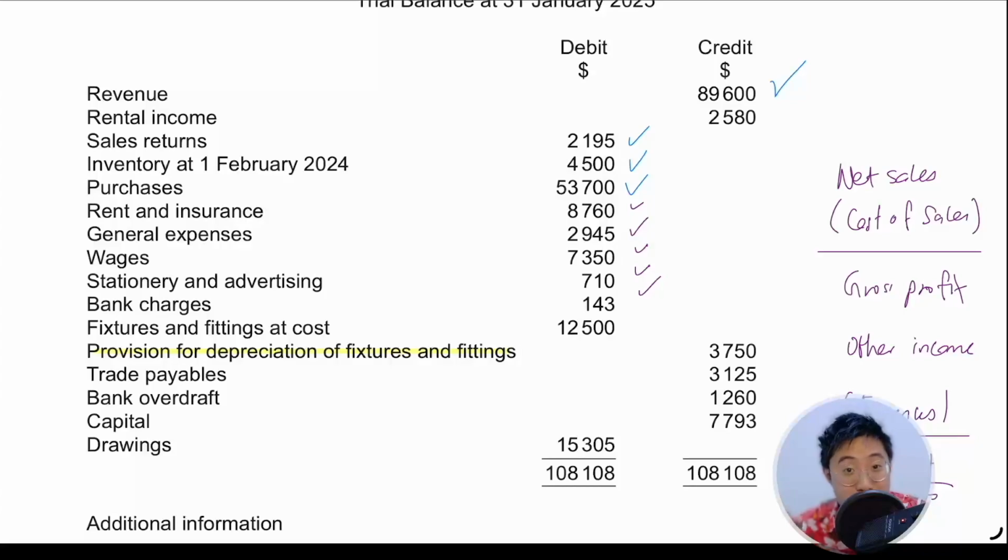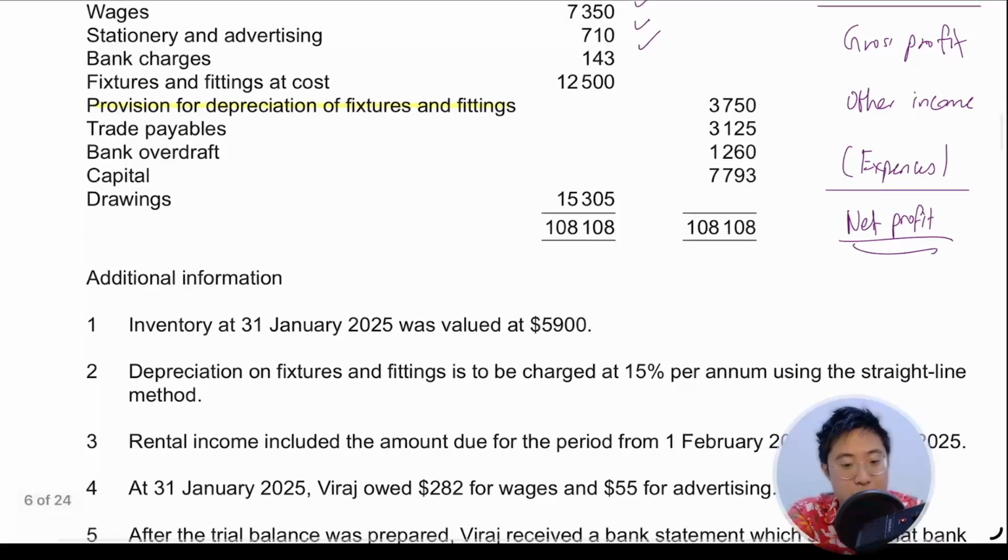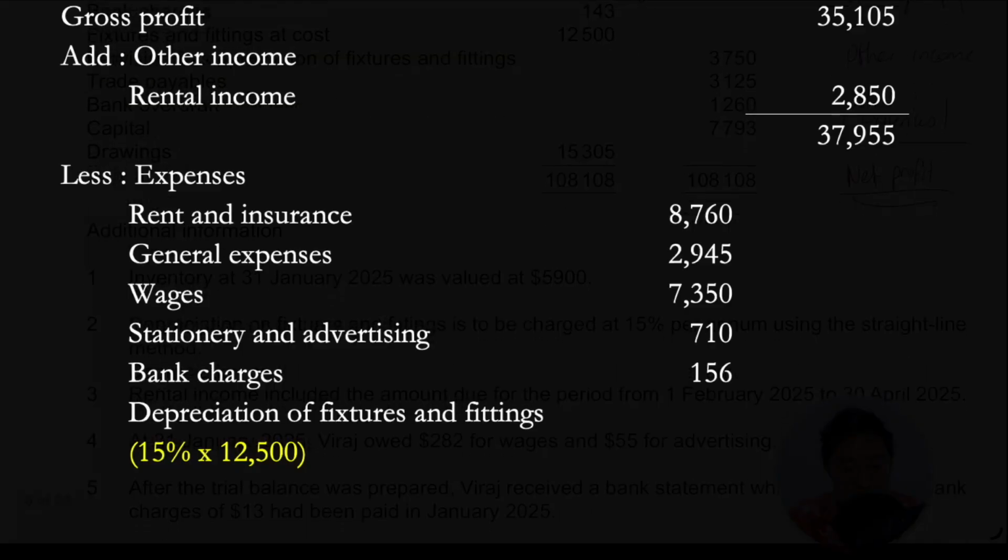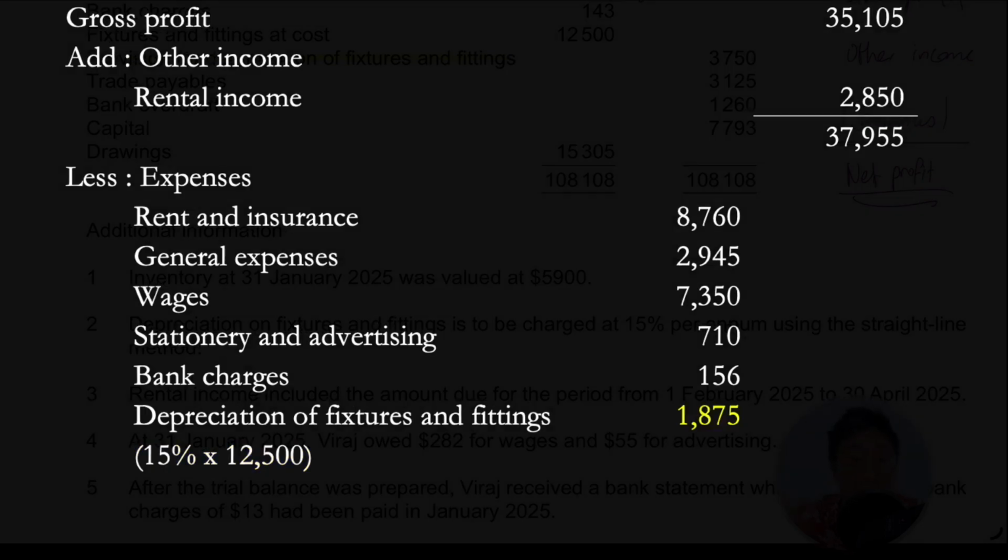Remember, we have a few additional notes that we have to consider. Okay, so let's look at the first one, inventory. This is the closing inventory. We already used that. Next is depreciation. It's 15%. Okay, so whatever my value of furniture is, 12,500, it will drop by 15%. We also have to check one more thing. It says using straight line method. That means every year it will drop by the same amount. Perfect. So I just have to take 15% times 12,500. That will be my depreciation for this year for that non-current asset.